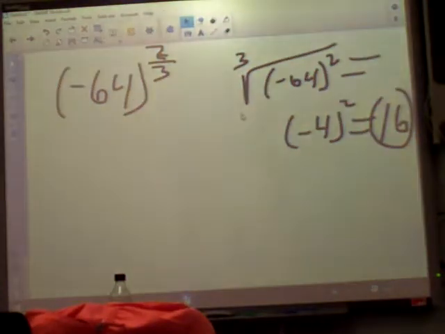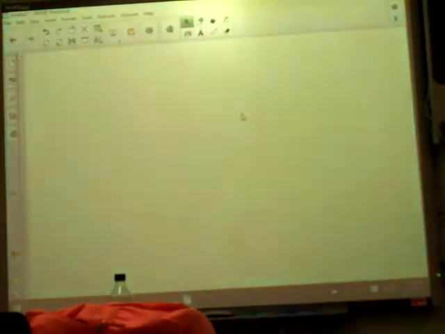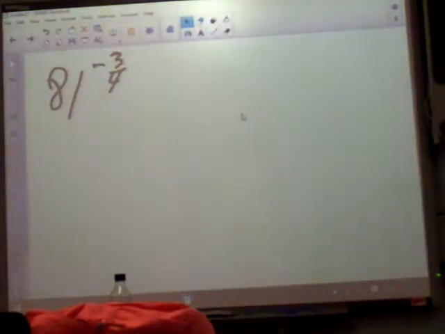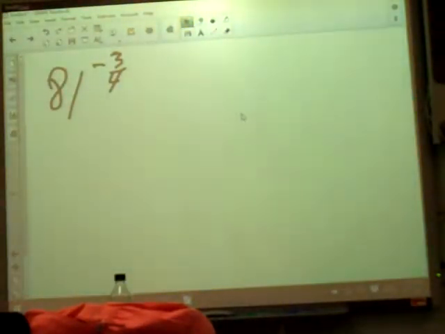Alright, now we got some negative rational exponents. This one says 81 to the negative 3/4 power. Thoughts on that? What are we doing? We have a negative power. I've already done it in here this year. What are we doing? We have a negative power. Very good, Grace. Reciprocal of it.